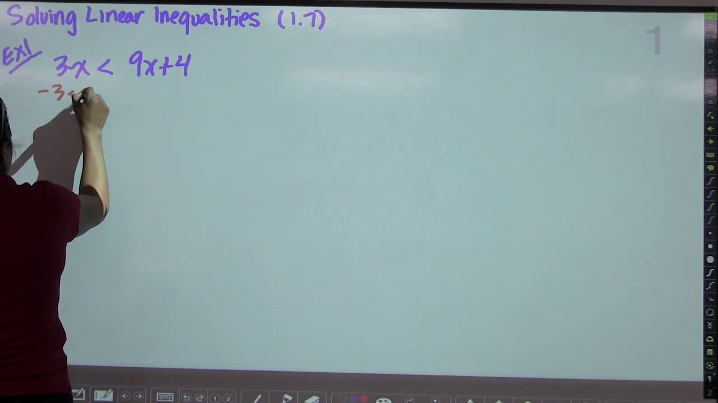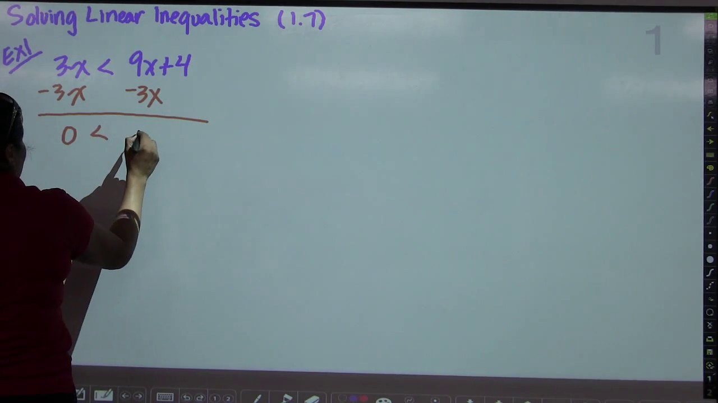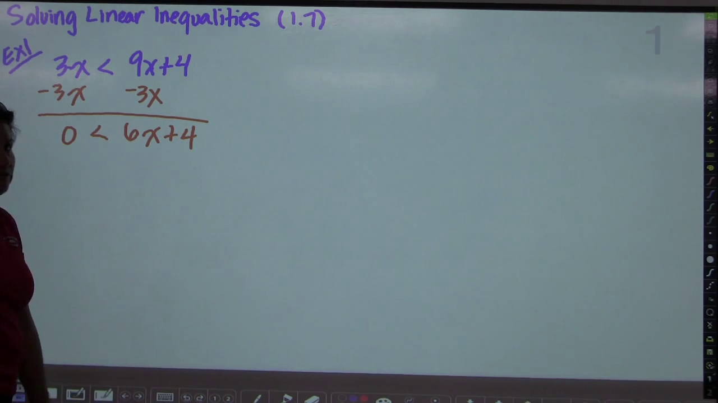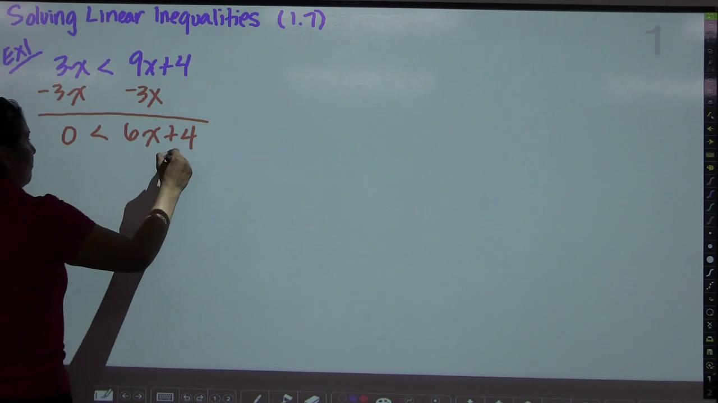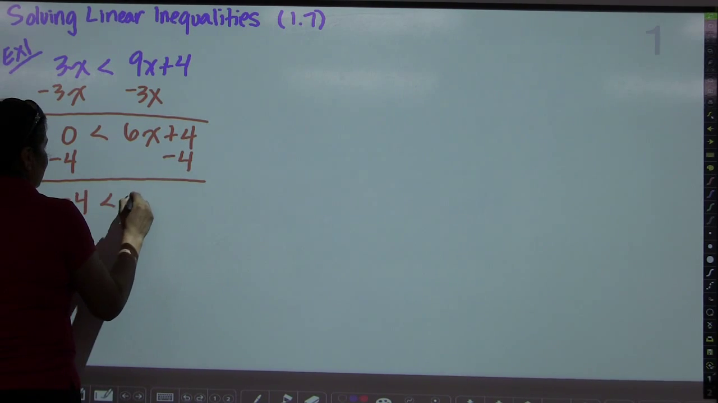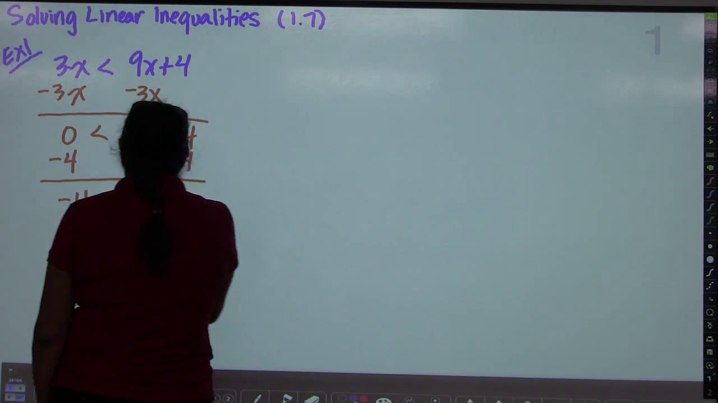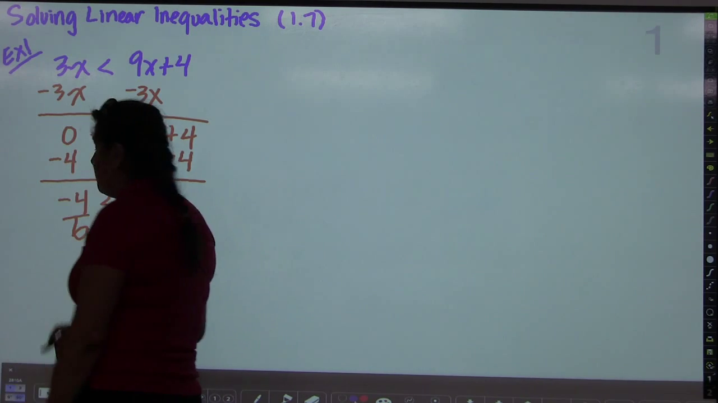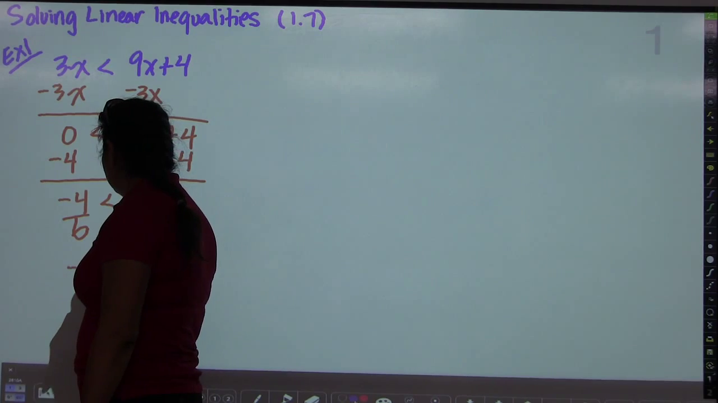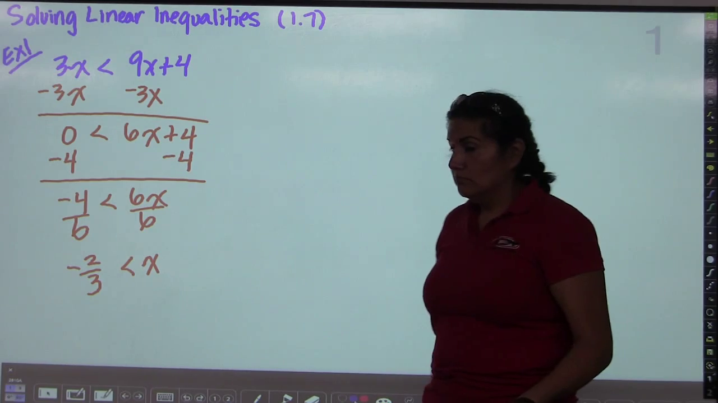We're going to move the 3x just like we would if it was an equation. And you get 0 less than, what's 9 minus 3? 6x plus 4, yes? No one's confused yet? No. Subtract 4 from both sides. And you get negative 4 is less than 6x. And then you would divide by 6, but because you're dividing by a positive value, you don't flip any signs around. So you're going to get that negative 2/3 is less than x. And that is technically the answer.